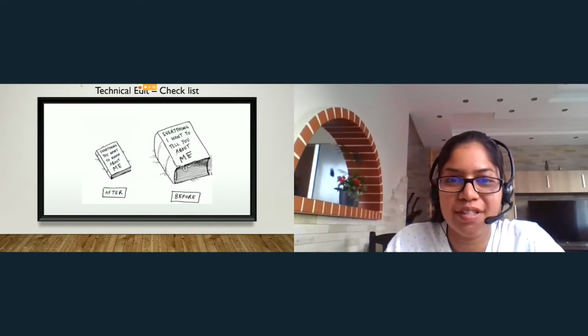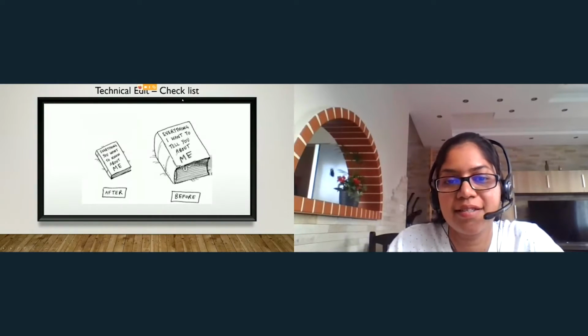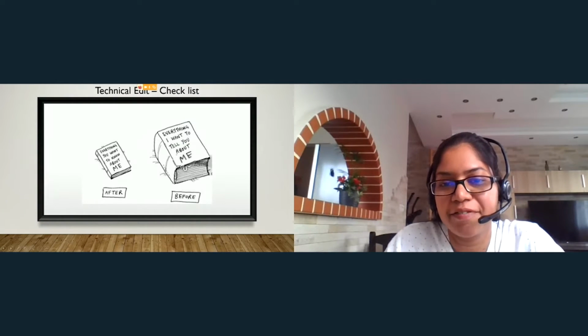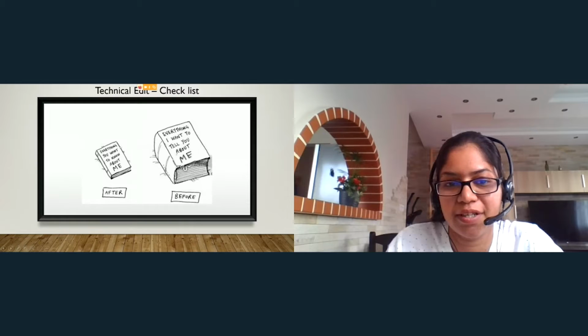So I was talking about this. Before we see what a checklist is, this is the simple picture: everything that we want to tell the users about a product or application before we do any kind of checks, and after we do those checks, the book would look like this. Everything the users actually want to know about the product or the application.